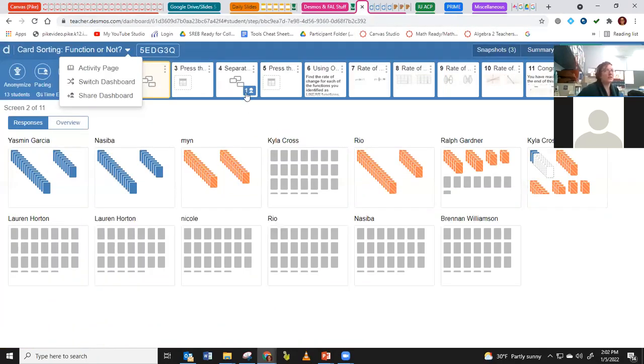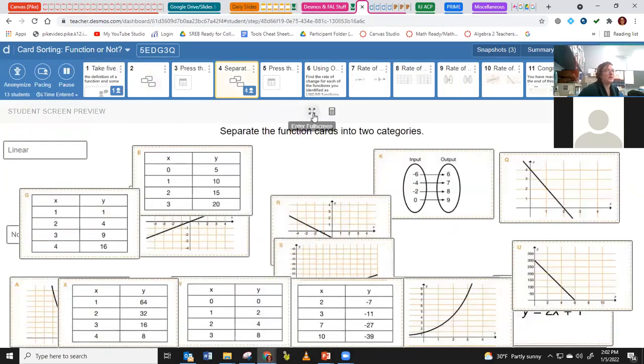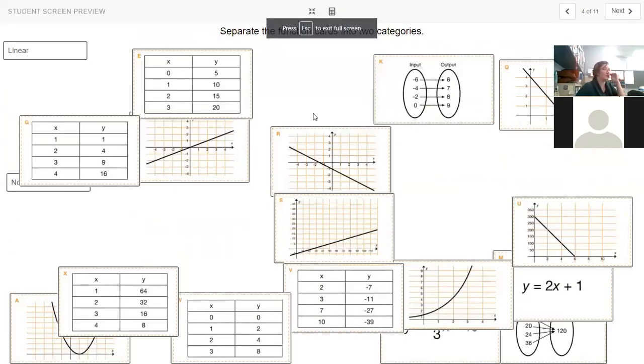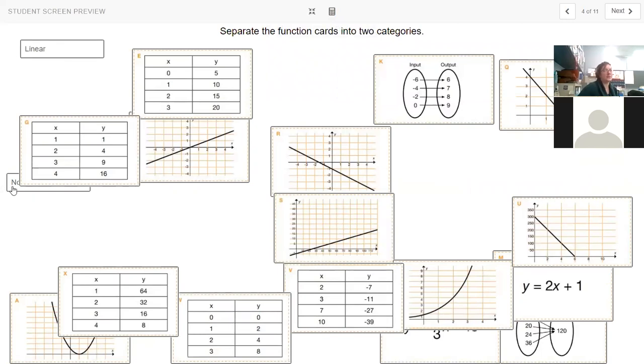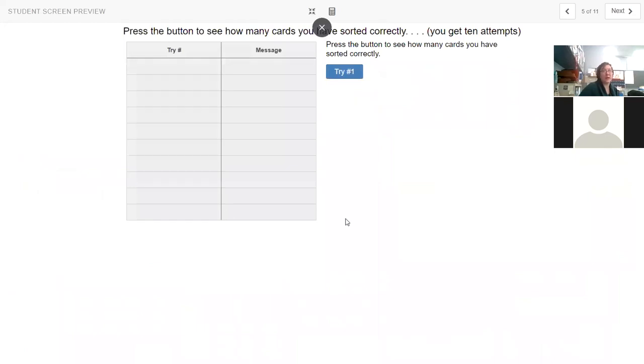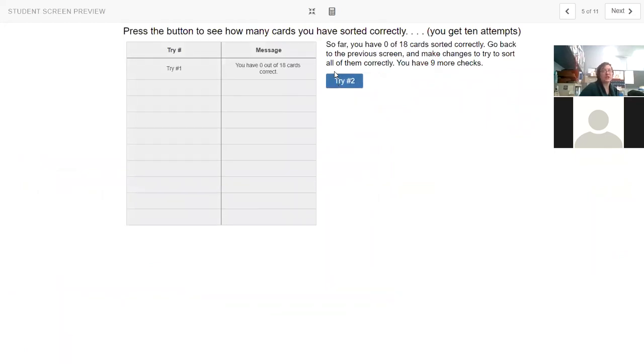So over here, you want to be on screen 4. Remember, if you make it full screen, it'll make it easier to see those cards. There should be a little card that says linear and then another little card that says non-linear. And you're going to group them together. And then just like yesterday, you can go forward and you have a check page right here. You have to press that try button, but then it'll tell you how many cards you have sorted correctly.